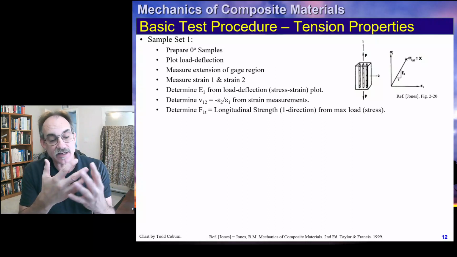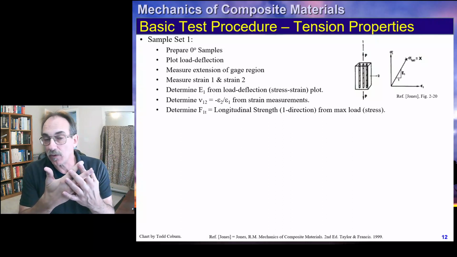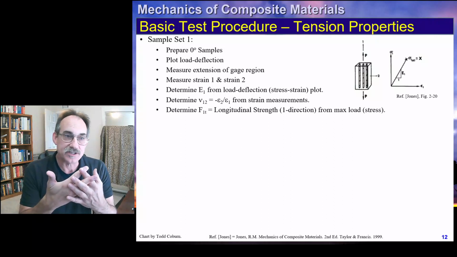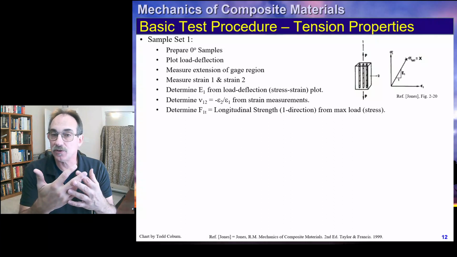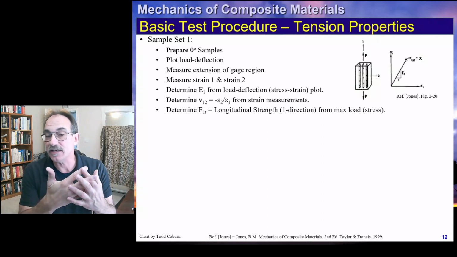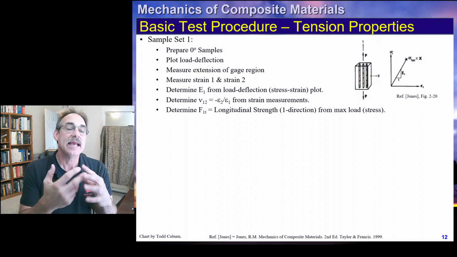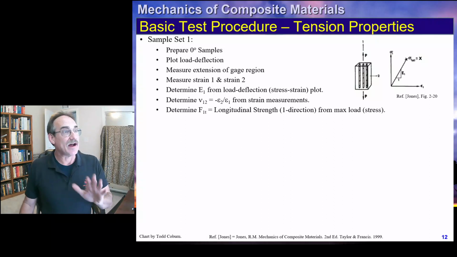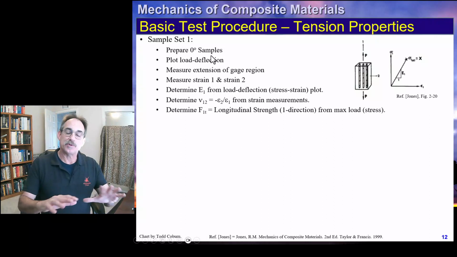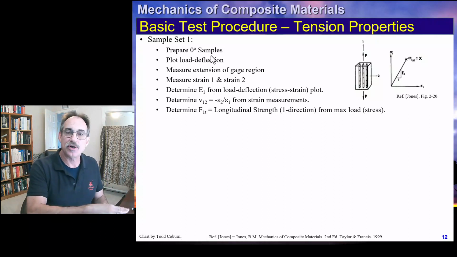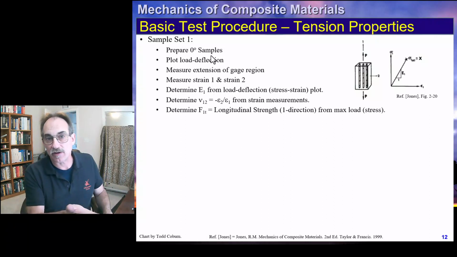However, it's a good idea to still have 0, 90, and 45 samples, because the 0 and the 90 will identify whether you truly have the same. A lot of times the fill direction is not quite as strong or stiff as the warp direction, and that can verify that for you. So let's say that we've made our samples, we've made our panel, we've cut out our 0 degree, our 90 degree samples, and our 45 degree samples.